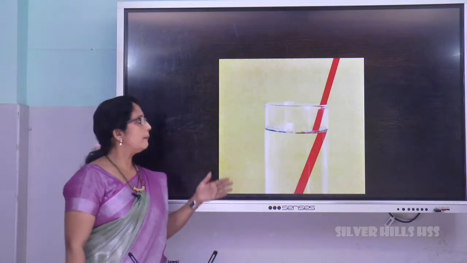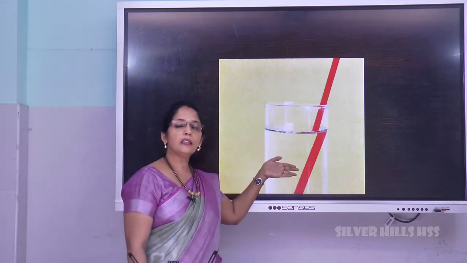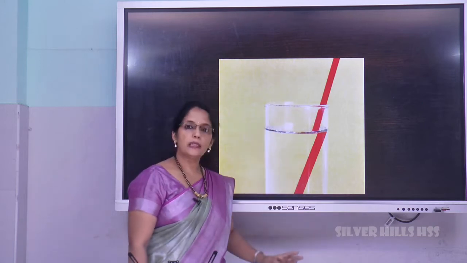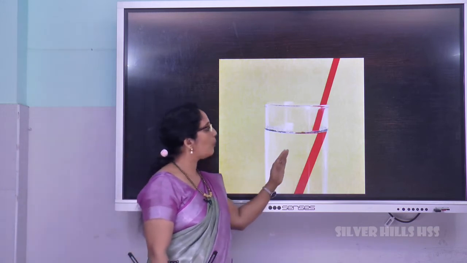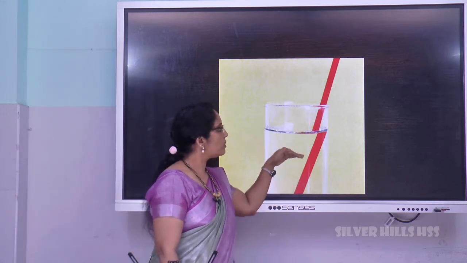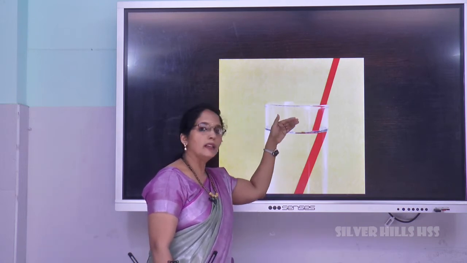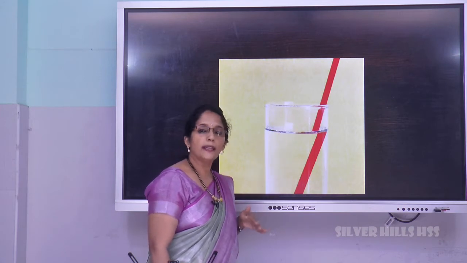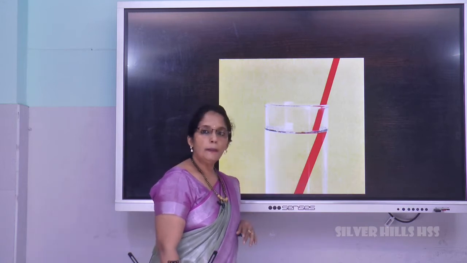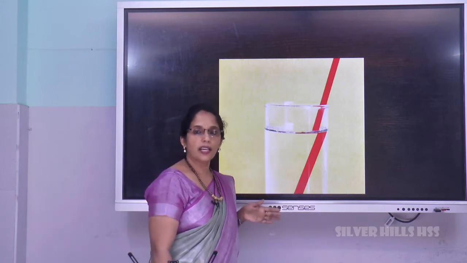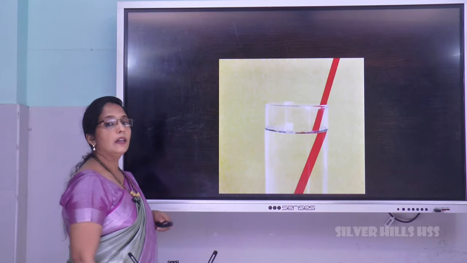Why does the pencil appear to be broken here? Because we are viewing the lower part of the pencil through water and the upper part of the pencil through the medium air. So what is happening there? When light passes from water to air, that is, water is one medium and air is another medium, it changes its direction. As a result, it appears to be bending. This bending of light rays when it passes from one medium to another medium is called refraction.